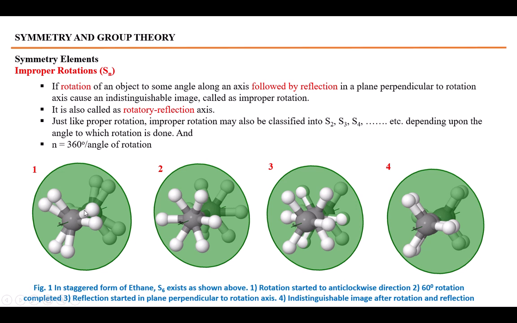So rotation does not take the molecule into an indistinguishable form, but after rotation, whenever the reflection plane is applied, the molecule will be in an indistinguishable form. So the rotatory reflection axis exists in the molecule. This is called an improper rotation.